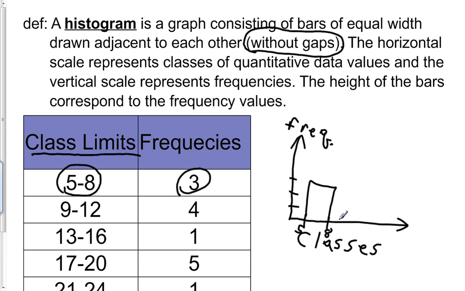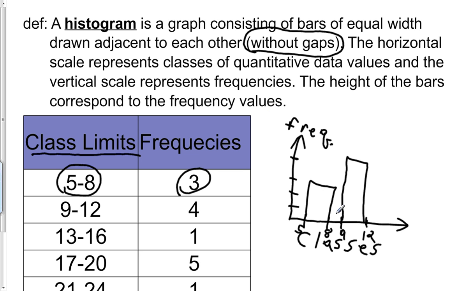The next class begins at 9. So if I wanted to make a vertical bar to represent this class, it would have to be above the range from 9 to 12. So you see here the 9 to 12. And there's a problem there. Because if I create that vertical bar from 9 to 12, notice there's a gap. There's a gap between these two vertical bars. But if you remember in the definition, these vertical bars had to be made without gaps.